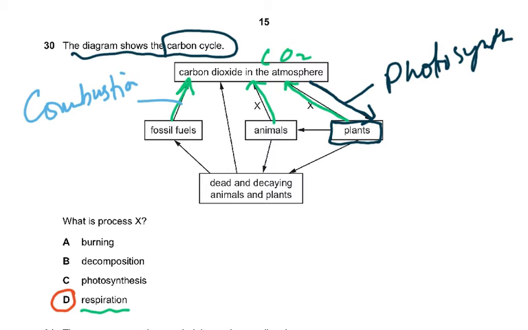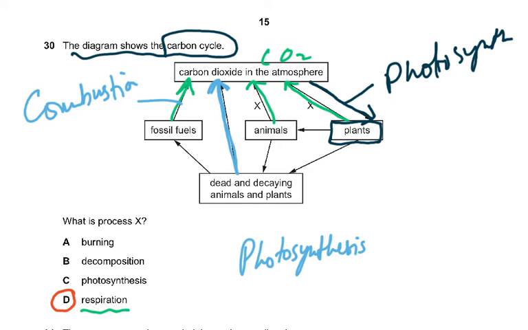And then dead and decaying animals and plants, of course, to fossil fuel would be fossilization. This dead and decaying, with decomposers, would be again a process of respiration. So we have decomposition. This would be, of course, decomposition, yes. Decomposition, combustion, respiration. You know, there are three things. Photosynthesis only removes it.